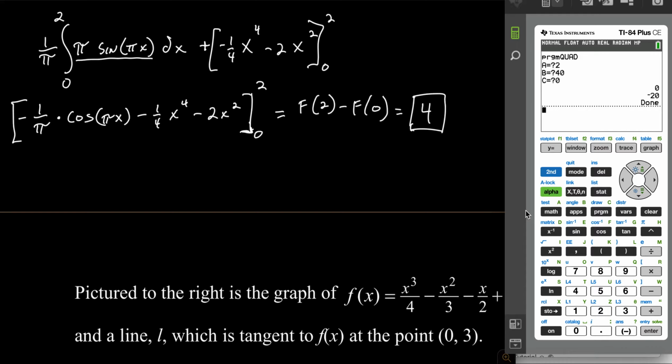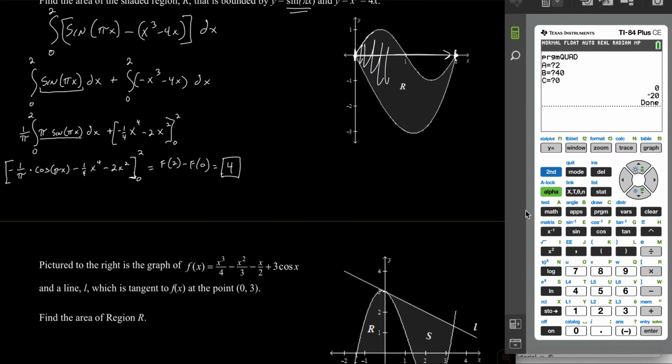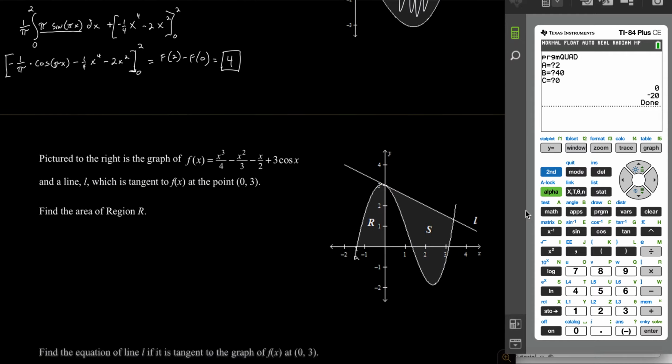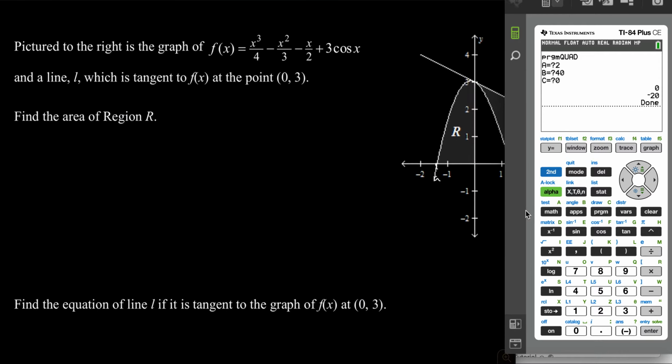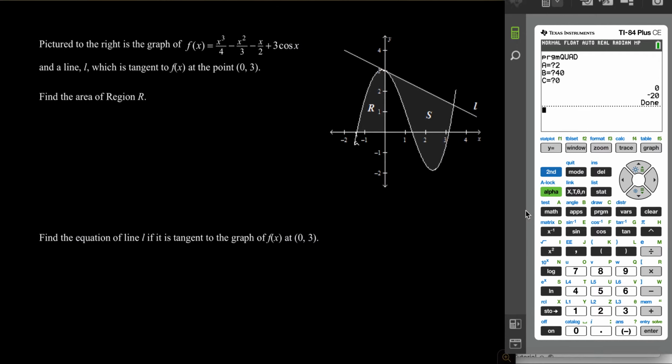You should have gotten 4. So 4 would be this area here, the shaded region R, and it would be units squared. All right, this one we're going to finally move over to our calculator from this point forward so we can practice doing some stuff with the calculator.